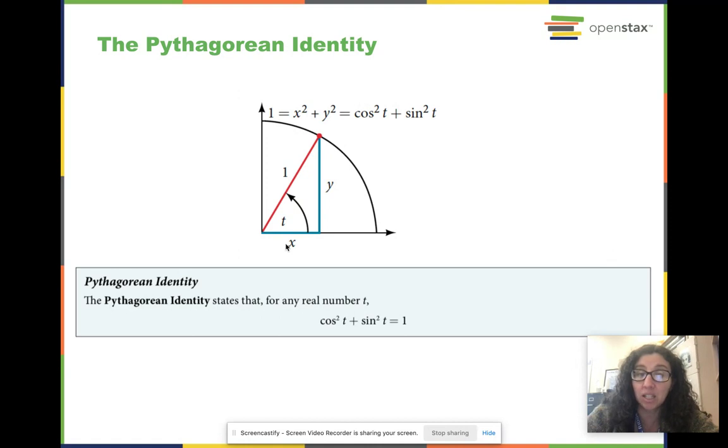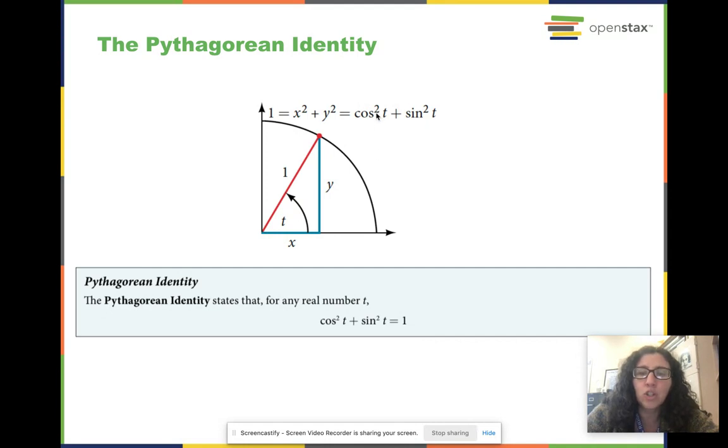Well, this x value is cosine of t. That's how we're defining it. And this y value is sine of t. So cosine squared of t plus sine squared of t also equals 1. This is the Pythagorean identity. We're going to use it a lot. You can see where it comes from, right? It comes from the Pythagorean theorem.